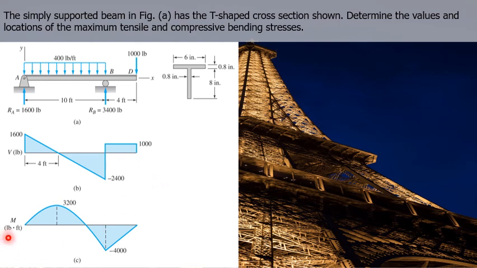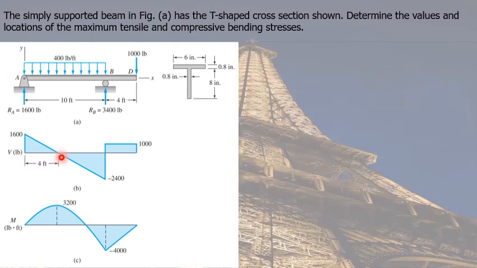Next, we sketch the moment diagram. At point A, we have no couple, so we begin with 0. Next, we notice that in the shear diagram at this point, we have a 0 shear. Now, we have to compute this distance from point A where the shear becomes 0. How can we compute that? Let this distance from point A where the shear is equal to 0 be equal to x.